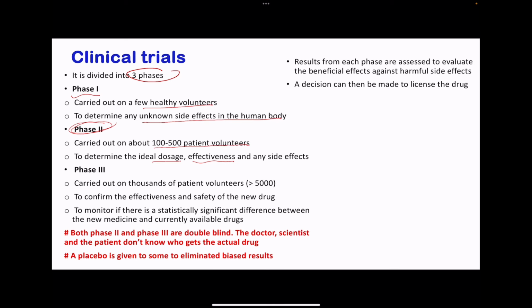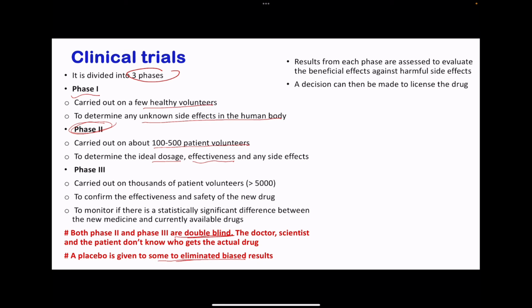Also, this is to monitor if there is a statistically significant difference between the new drug and those that are currently available. Both phase 2 and phase 3 of the clinical trials are going to be double-blind, meaning the doctor, the scientist, and the patient do not know who gets the actual drug or who gets the placebo. The placebo is going to be given in order to eliminate biased results. Of course, a placebo is something that does not contain the actual active ingredient.